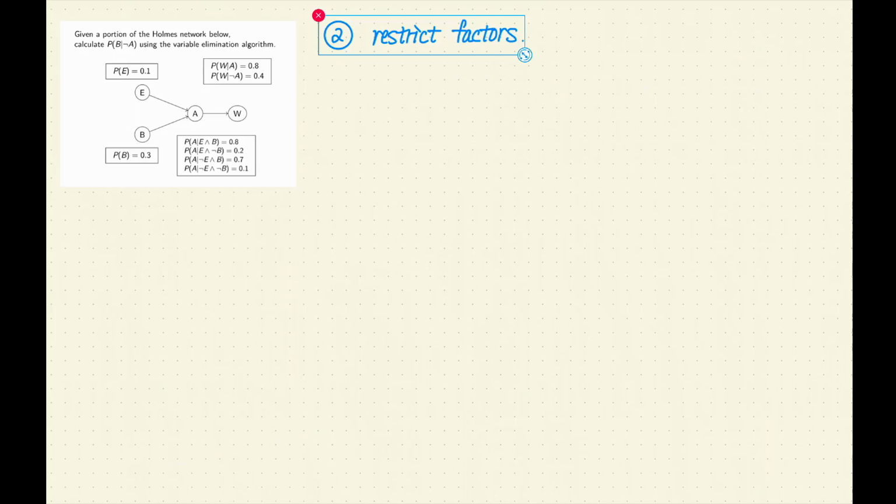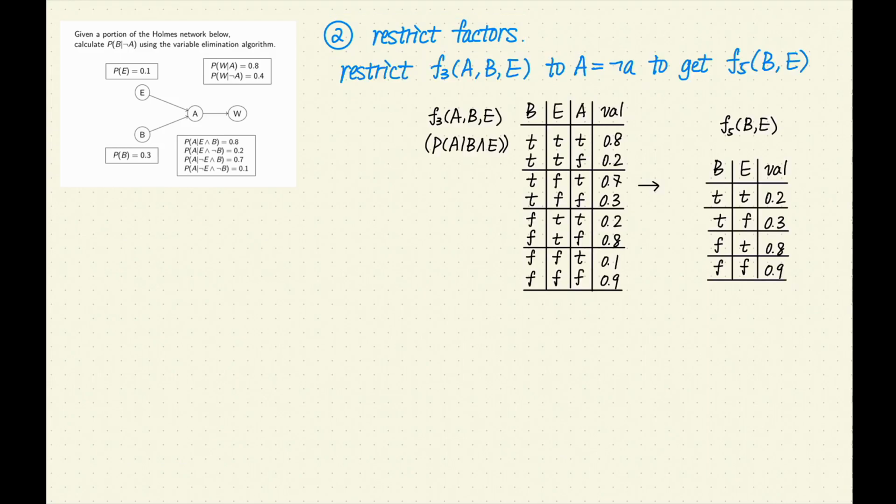Step 2. Restrict factors. This step assigns the evidence variables to their observed values. For each evidence variable, we need to find all the factors that contain the variable. For each such factor, restrict the factors such that the evidence variable takes its observed value. For our example, the only evidence variable is A. A appears in 2 factors, F3 and F4. First, we'll restrict F3 to produce a new factor F5. Similarly, we'll restrict F4 to produce a new factor F6.